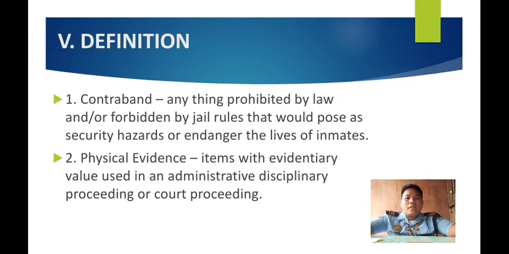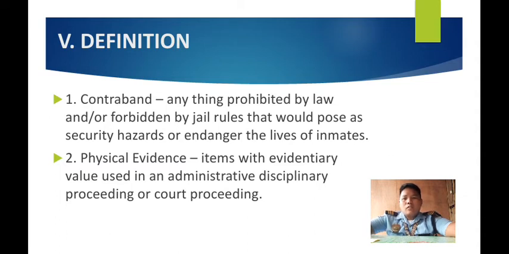So we have also a definition, like contraband and physical evidence. We have 1. Contraband, that means anything prohibited by law and or forbidden by jail rules that would pose a security hazard or endanger the lives of inmates. 2. Physical evidence, which means items with evidentiary value used in an administrative disciplinary proceeding or court proceeding. So this is the definition of the BJMP administration inside the standard operating procedure.